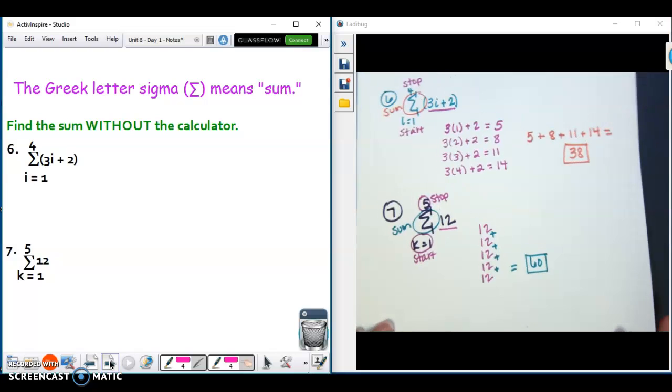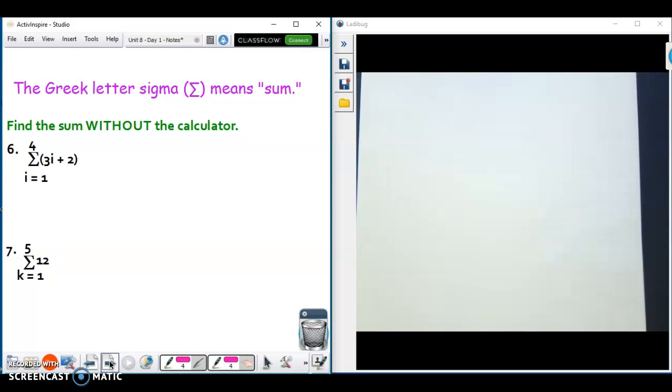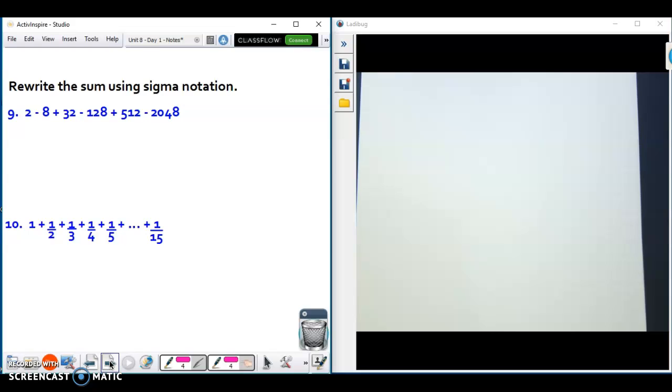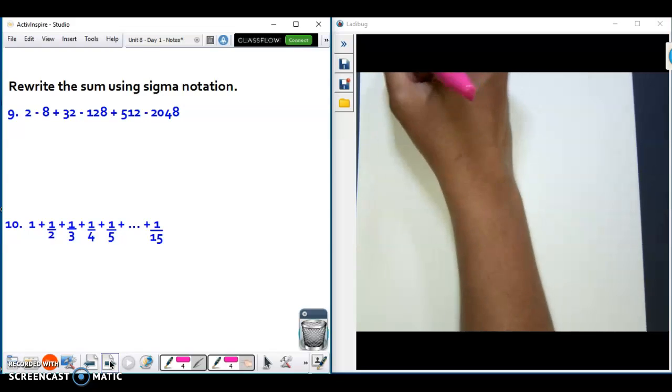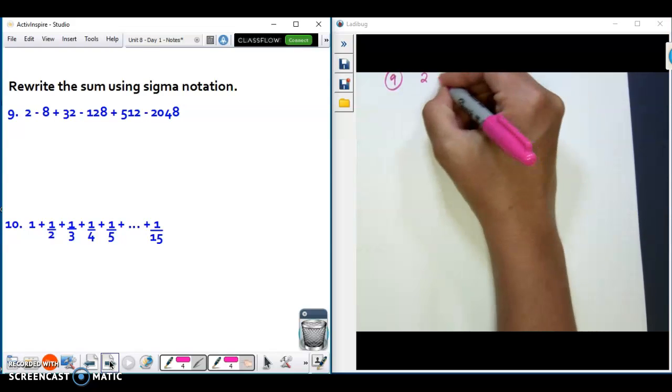Alright, so there's not a number 8 on here, it just skips to number 9. And we want to rewrite the sum using sigma notation. So we're going backwards here. So let me write this out.